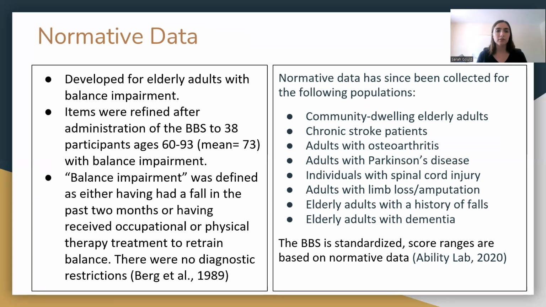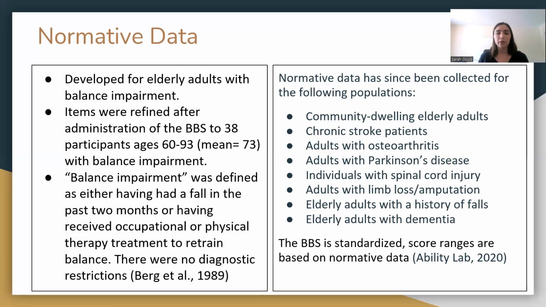In terms of normative data for this, it was developed initially for older adults. As I noted previously, the items were refined after administering the assessment initially to 38 people who were between the ages of 60 and 93 and who had a mean age of 73 and who had balance impairment. And for this first initial study that they used to get those norms, balance impairment was defined as having either had a fall in the past 2 months or having received OT or PT specifically to retrain balance. And there were no diagnostic restrictions.